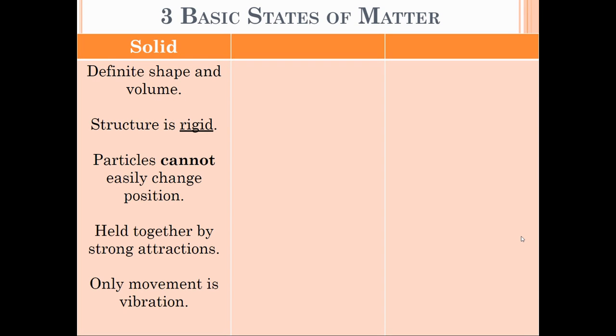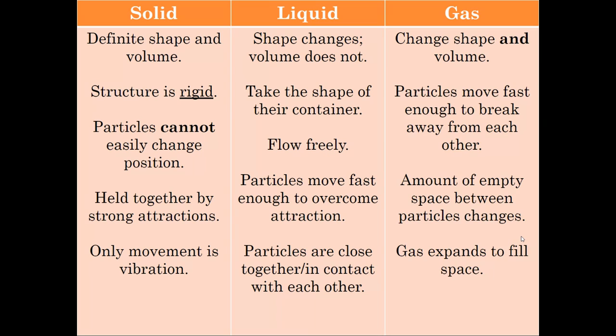So this is a very important table that we're going to go through. I'm going to go ahead and put all three of the sections up. And again, like the last table we talked about, you need to know this table. Okay, so if you need to pause the video and put this table in your notes, please do so. So solids have a definite shape and definite volume. The structure is rigid, and the particles cannot easily change position. It's held together by strong attractions, and the only movement is vibrations.